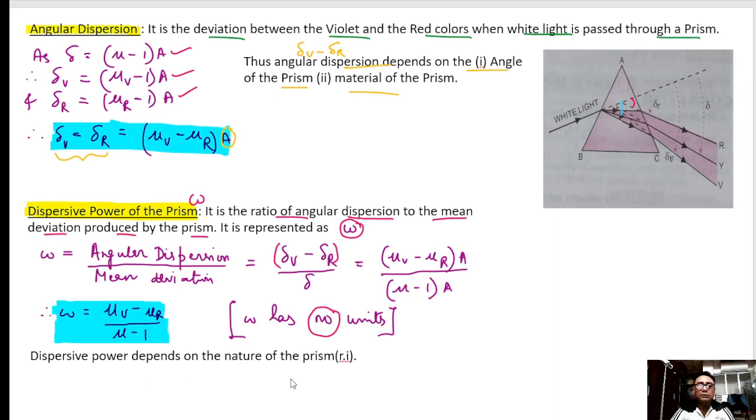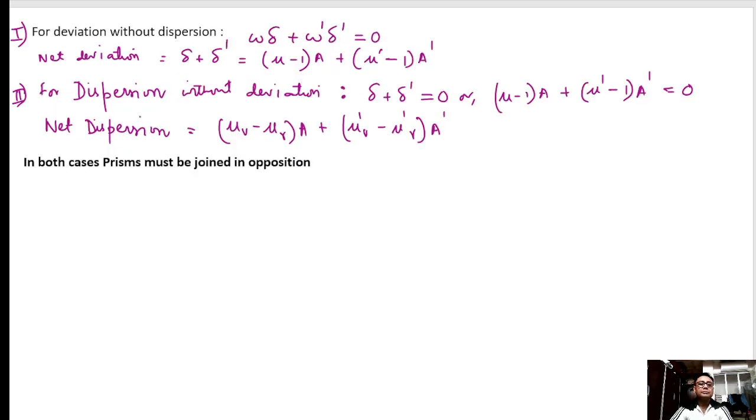Dispersive power depends on the nature of the prism. Definitely. See, only refractive index is there. So dispersive power will only depend on the nature of the prism. Next, very very important topics these are.